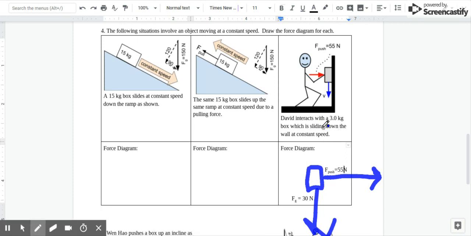The other two forces we have, we're going to have friction, which is opposing the motion, and this says it's sliding down, so friction's going to point up. And then we also have normal force, and normal force is perpendicular to the surface. We're talking about the box here, so the surface is the wall, so it'll point out at David.